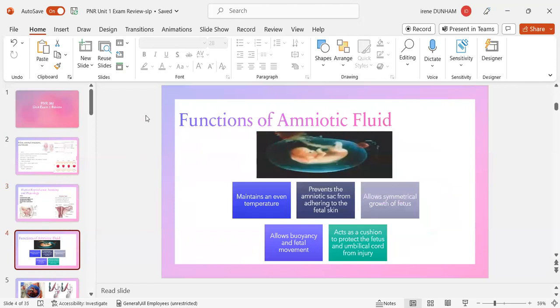And we're going right into functions of amniotic fluid. Now, I believe this was on a quiz, so you probably see this again. So functions of amniotic fluid. Well, this fluid maintains an even temperature. Okay, and it also prevents the amniotic sac from sticking to the fetal skin. See this fetus in here, how he's floating? Well, he needs that amniotic fluid so that he doesn't stick to the sac. All right, and then it allows for even growth of the fetus.